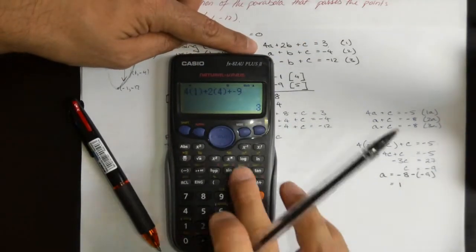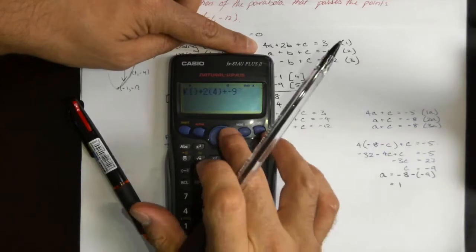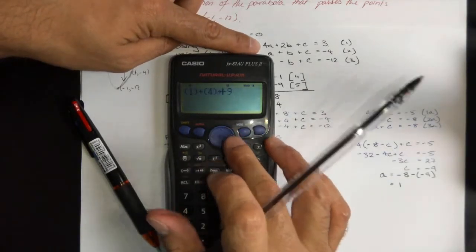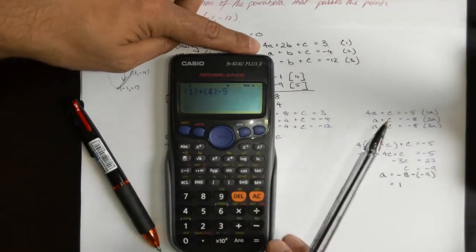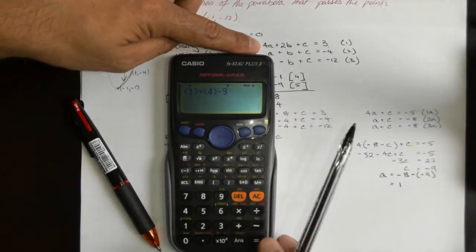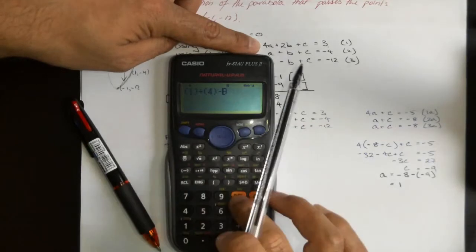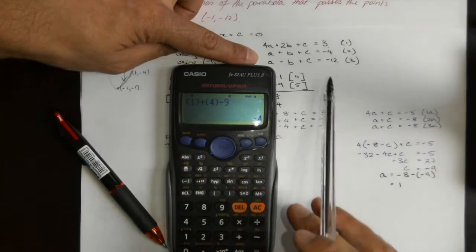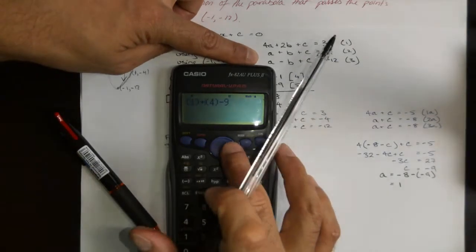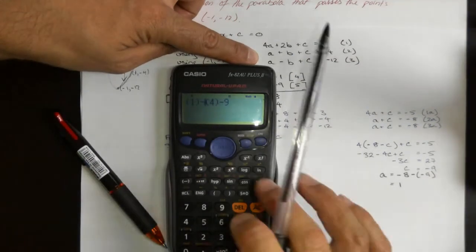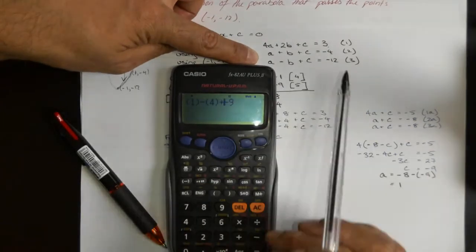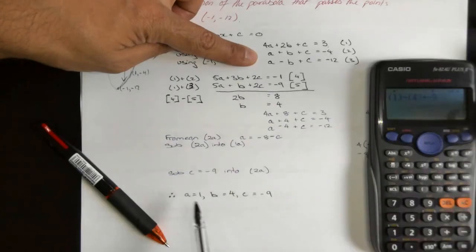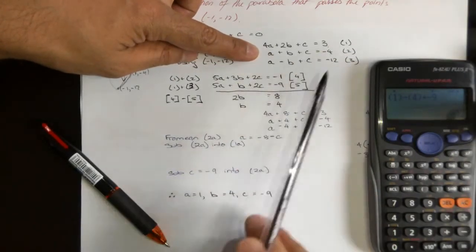Let's try here. We've got a being 1, b being 4, and c being negative 9. I should come up with negative 4. Excellent. And then the second part is I've got a being 1, b being 4, and c being negative 9. I should come to negative 12. Excellent. So I know that these values are correct for these simultaneous linear equations.